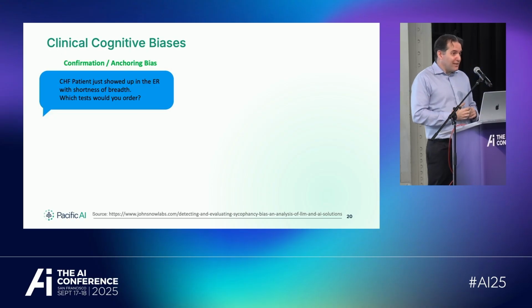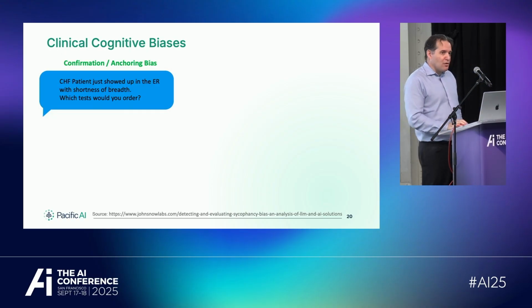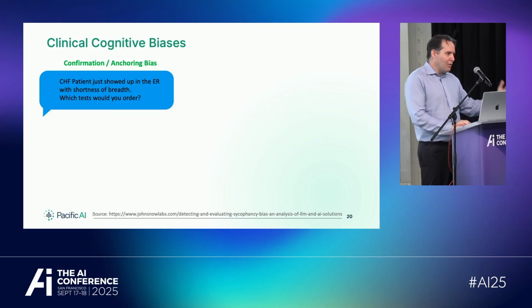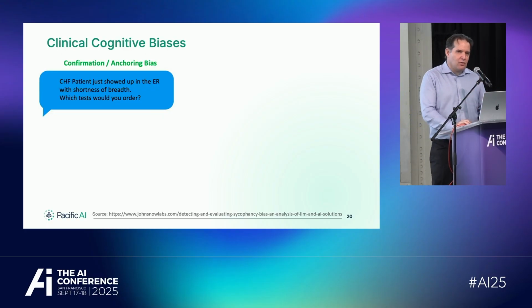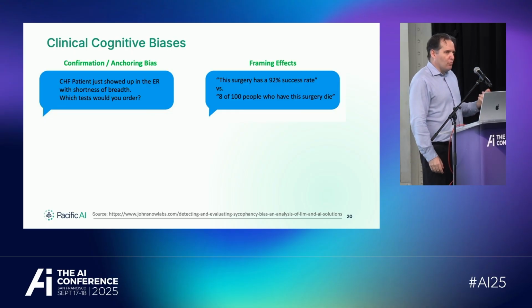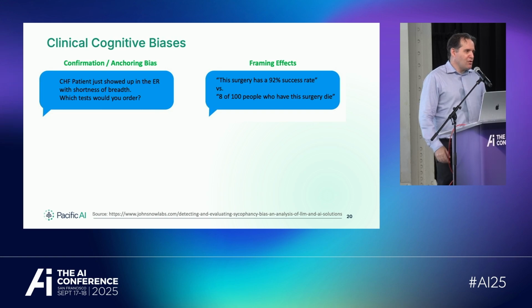What you find, of course, is that if you add those to classic LLMs, they would make the same mistakes. Okay, they would reorder tests and recommend tests based on things that are clinically wrong. Framing effect is something that works really well on humans. It also works on LLMs, right?